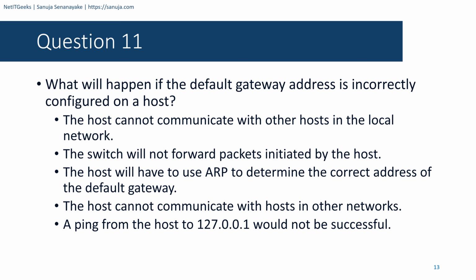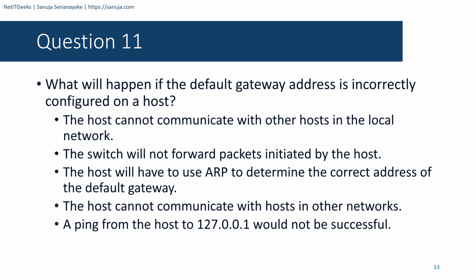What will happen if the default gateway address is incorrectly configured on a host? The host cannot communicate with other hosts in the local network. The switch will not forward packets initiated by the host. The host will have to use ARP to determine the correct address of the default gateway. The host cannot communicate with hosts in other networks. A ping from the host to 127.0.0.1 would not be successful. I'll give you a little bit of time to think about it.